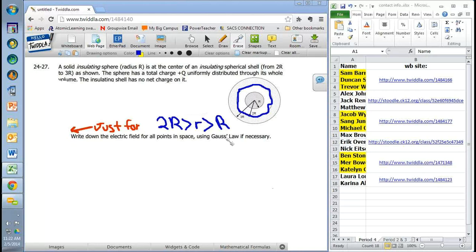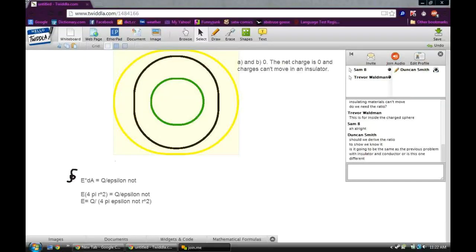Okay, we're going to go ahead and call it, and I'm going to pass off to Trevor's group, and I'm going to hand it off to Trevor, but anybody in his group can talk. Okay, so again, they have the same answers, A and B, 0. And what did you guys say for this one?